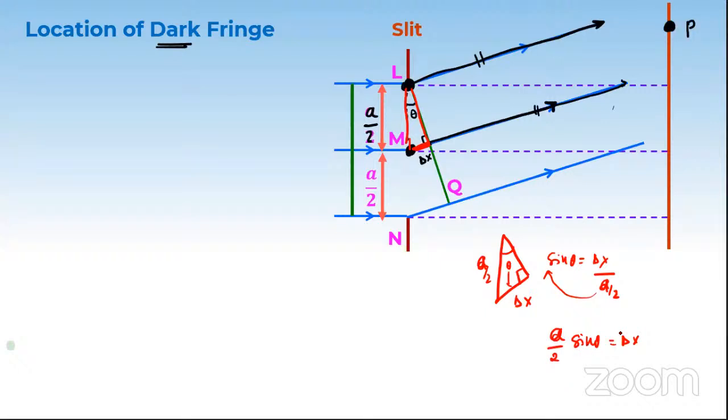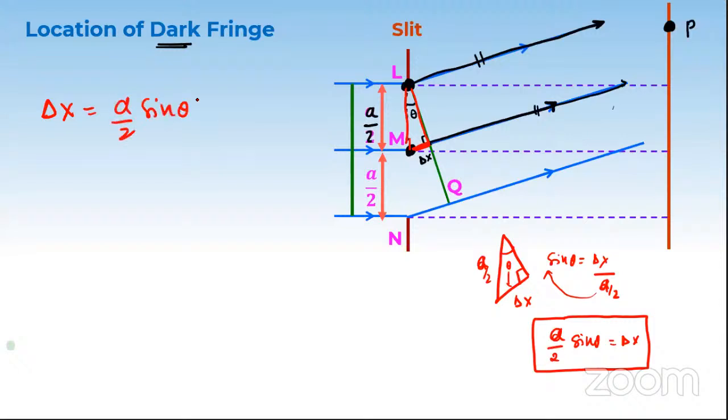Good. And Nikita also good. That's great. So, moving ahead very slowly. This is the condition I get from the trigonometry. No problem, very simple. Therefore, the path difference delta x should be equal to a by 2 sine theta. This is the path difference all the time.